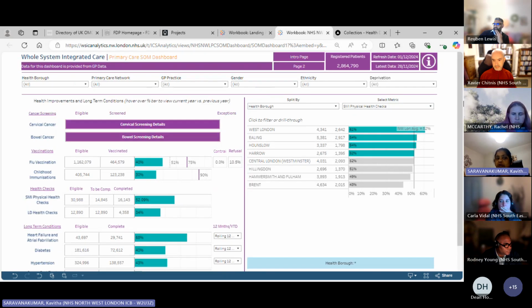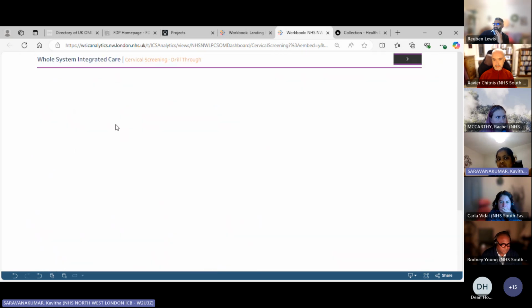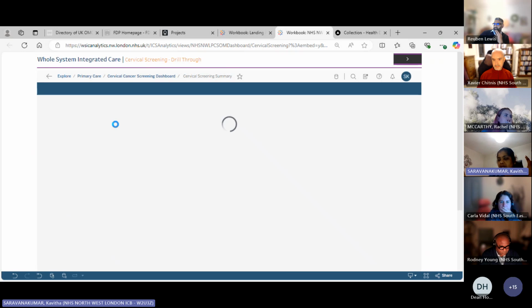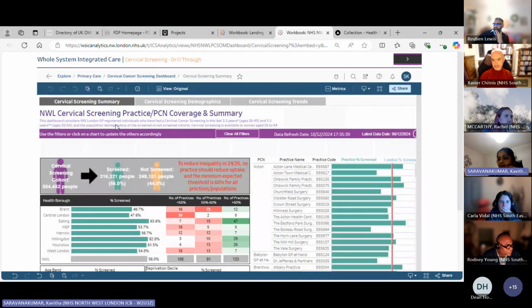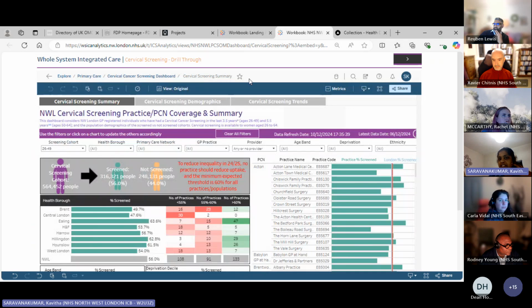If you want to look at a particular one, the reason why cervical cancer and bowel cancer are not here is because we developed specific dashboards, and when you click on it, it takes the user straight into that cervical screening drill through. That's how we have developed this. But because we are going to be talking about cervical screening and bowel screening in the next session, I won't work through this now.